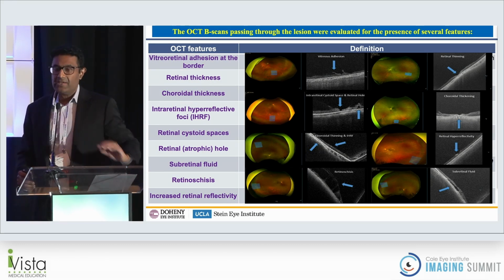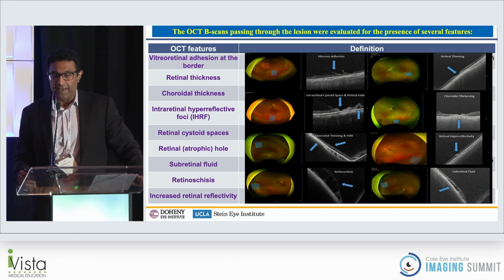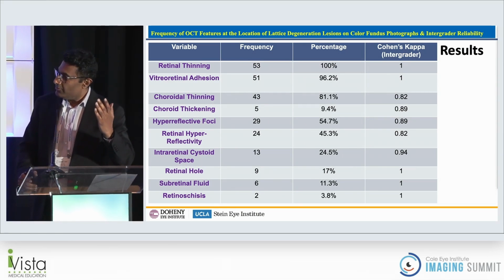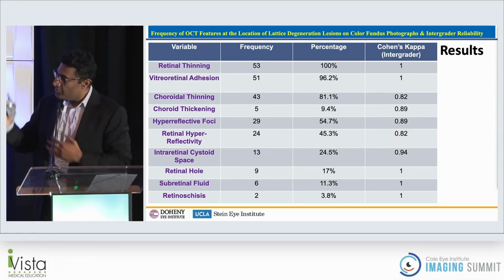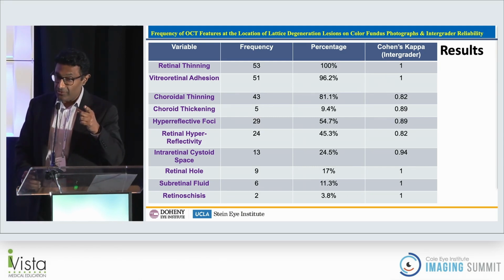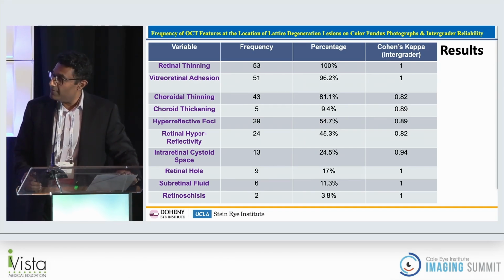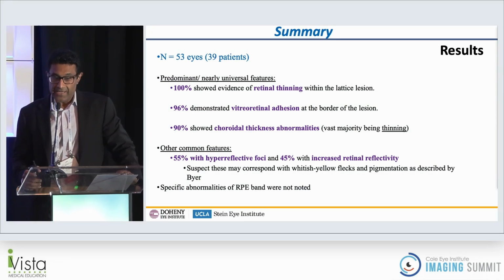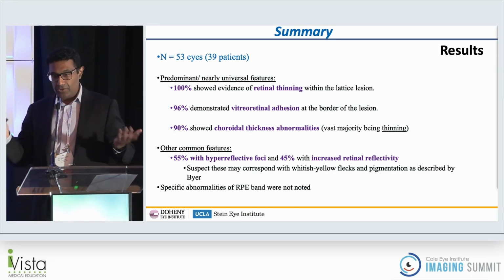This is a summary of a catalog of the different findings that we observed. But the interesting thing that I want to highlight was, again, retinal thinning and vitreoretinal adhesion; they're pretty universally present. Nobody in this panel is surprised by that. But the interesting thing is the choroidal abnormalities. Just about every patient had a choroidal abnormality. It was a very consistent finding in this cohort of patients. And so that's really the big new information.